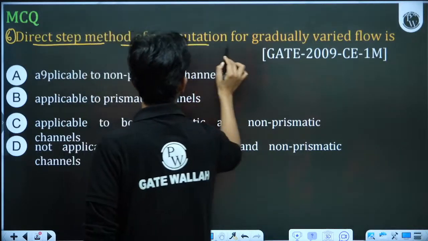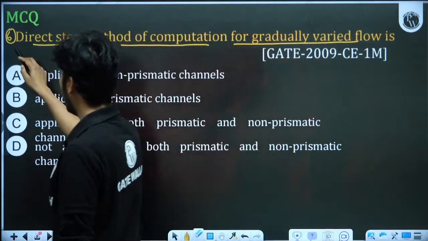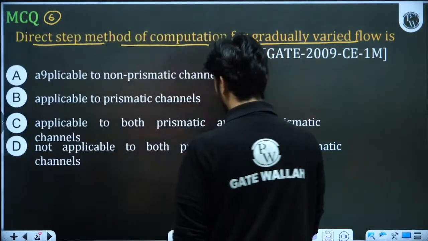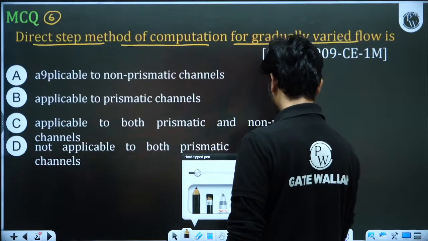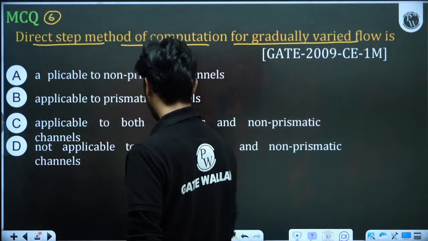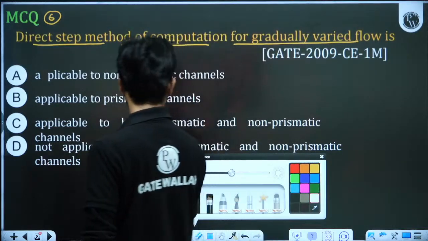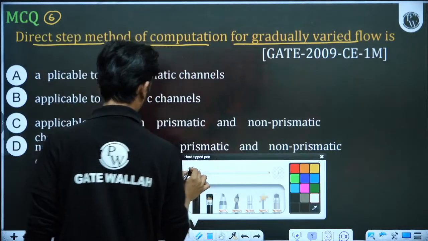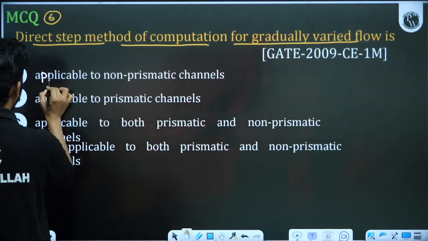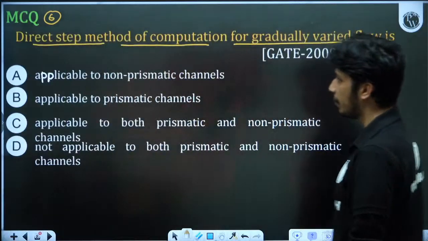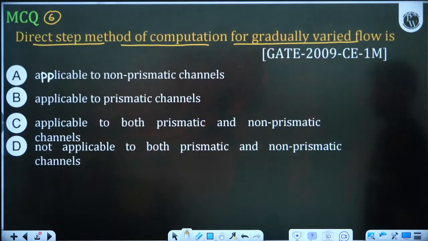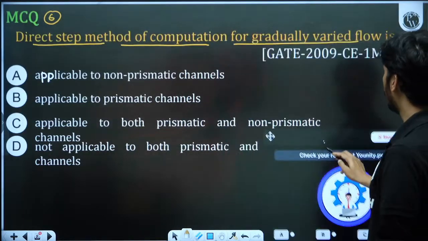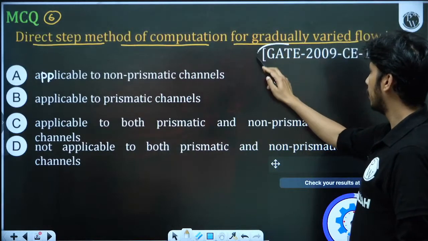Direct step method of computation of gradually varied flow is applicable to which type of channels? The options are: applicable to non-prismatic, applicable to prismatic, applicable to both prismatic and non-prismatic, not applicable to both. I am creating the poll, but I will give you only 90 seconds because this is of 1 mark only.